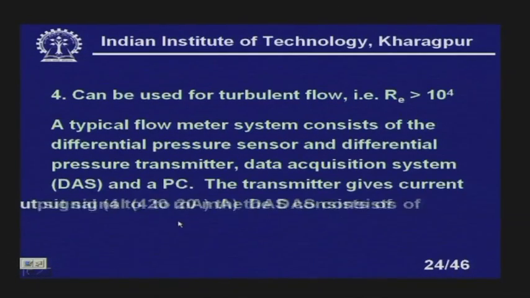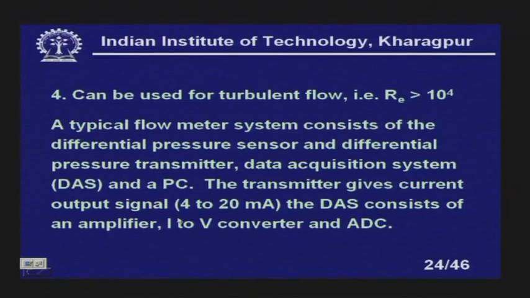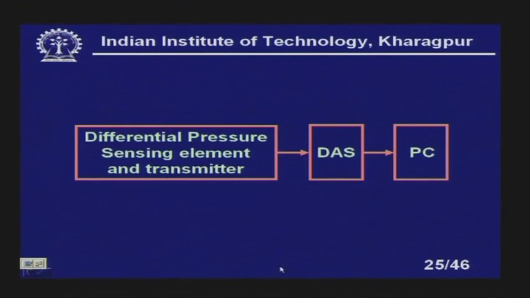Number 4, it can be used for turbulent flows, because turbulent flow is characterized by Re greater than 10 to the power 4, 10,000. A typical flow meter system consists of the differential pressure sensor, differential pressure transmitter, data acquisition systems, and a PC. The transmitter gives a current output signal of 4 to 20 milliampere, and the DAS consists of an amplifier, I to V converter, and ADC. Right, this is our system.